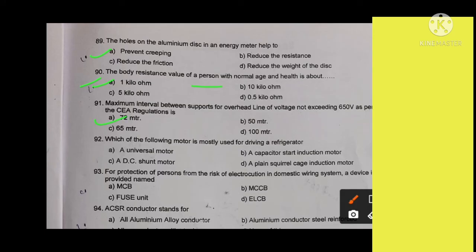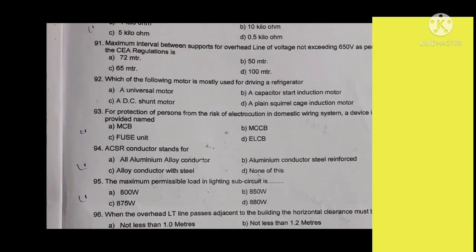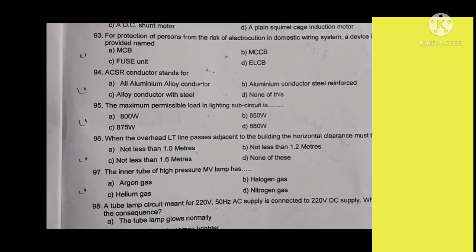Next, which of the following motors is mostly used for driving a refrigerator? This is a capacitor start induction run motor. For protection of persons from the risks of electrocution in a domestic wiring system, a device is provided. This is ELCB. ACSR stands for aluminum conductor steel reinforced.